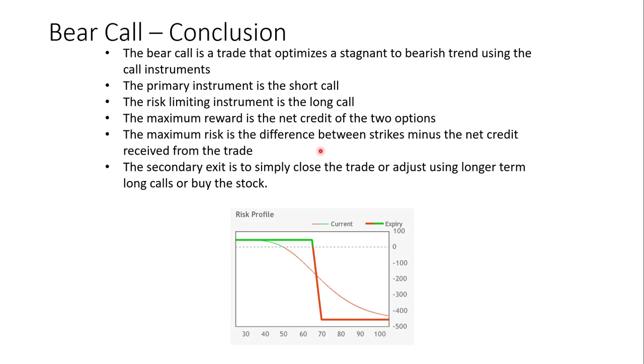A secondary exit, or if things go bad, is to simply close the trade for any credit or a minimal loss, or to look to adjust using longer-term long calls, buying the stock, or a multiple of other trades as a secondary exit. And that concludes the option lesson for credit trades today.